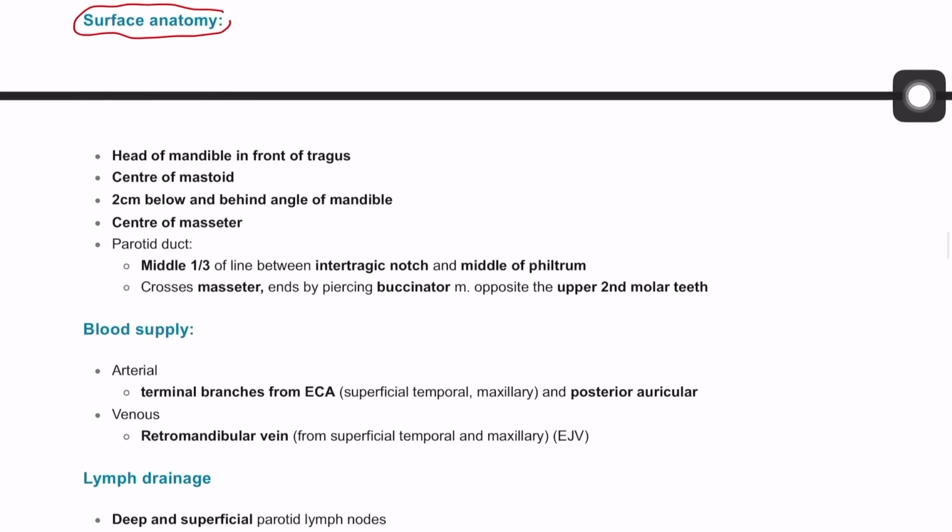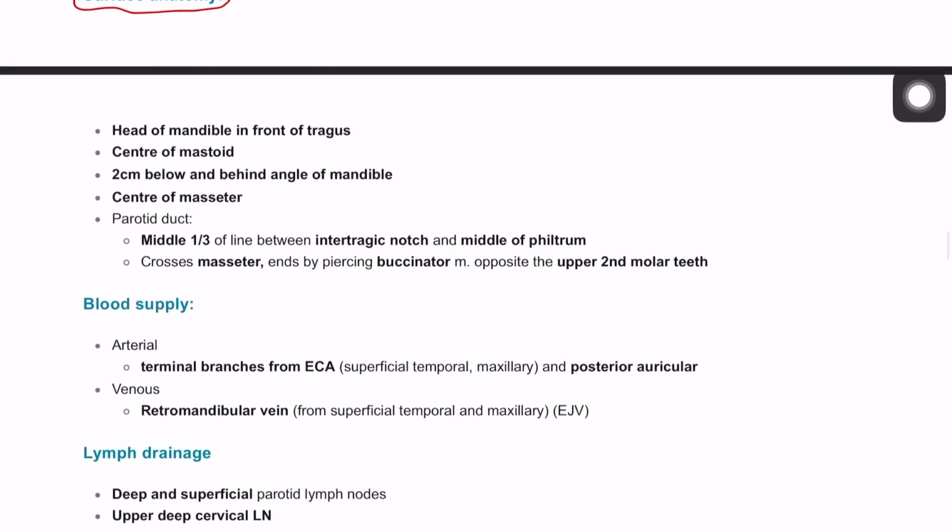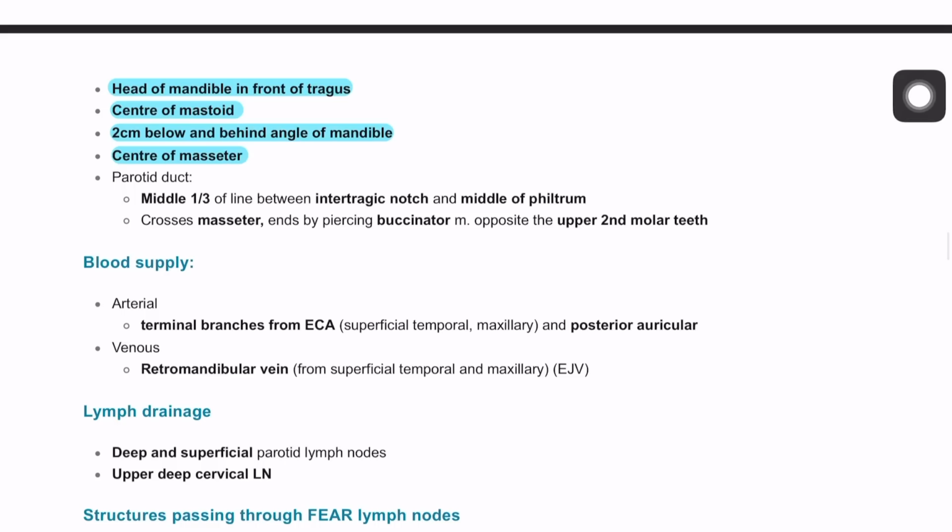So that's the surface anatomy. We started with the head of the mandible and the front of the tragus. That's the first point. Center of the mastoid, second point. 2 centimeter below and lateral to the angle of the mandible, and center of the masseter muscle. And the parotid duct goes from the endotracheal notch to the middle of the philtrum, and it crosses the masseter and ends by piercing the buccinator muscle opposite to the upper second molar teeth.